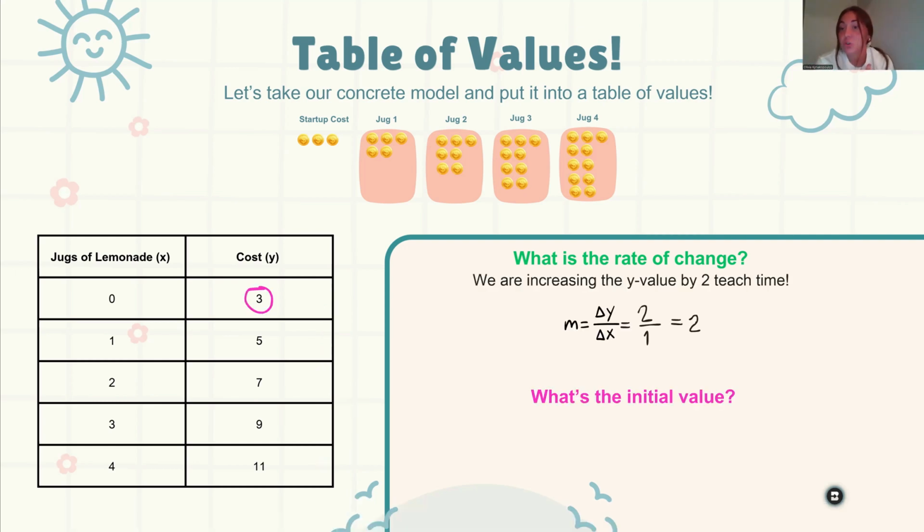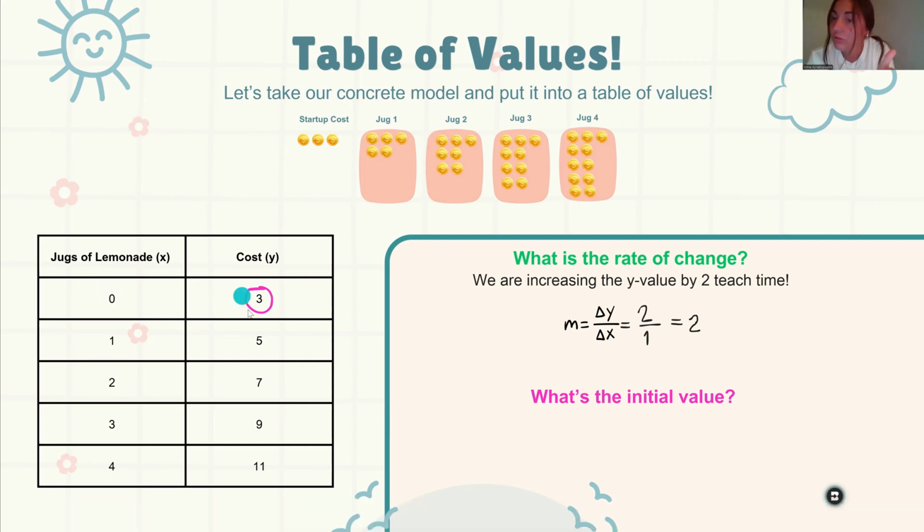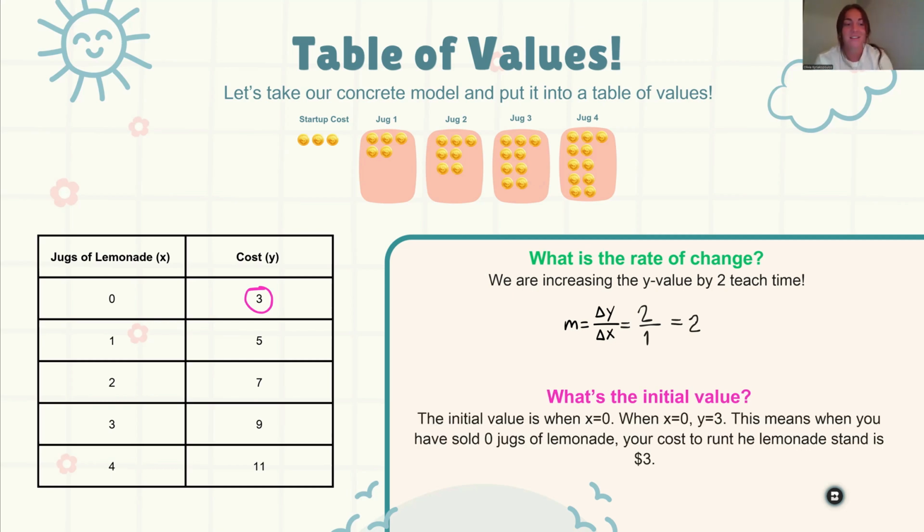What is the initial value? The initial value is what we started with. When we haven't sold any jugs of lemonade yet, what is our cost? Well, looking at this table of values, our cost is 3. It's the same up here. Whatever you see in this representation, we can take that data and put it into the table of values. It's going to be the same. The initial value here, when x equals 0, our cost, or our y, is equal to 3, which means our cost, before we've even sold anything, is $3.